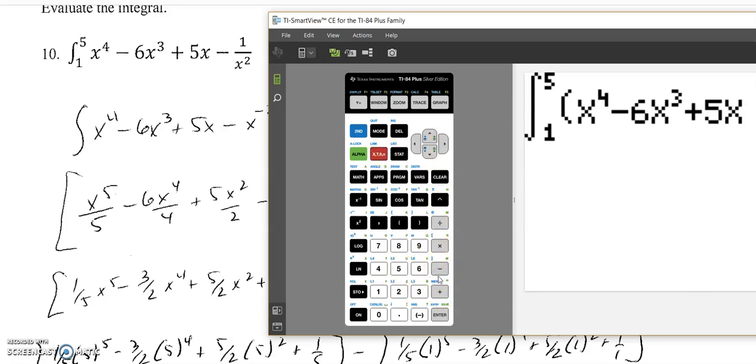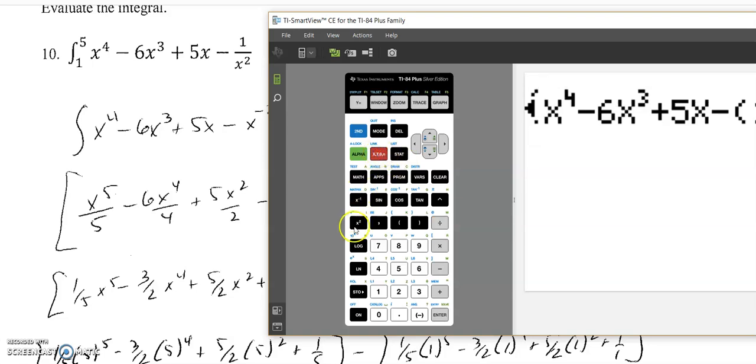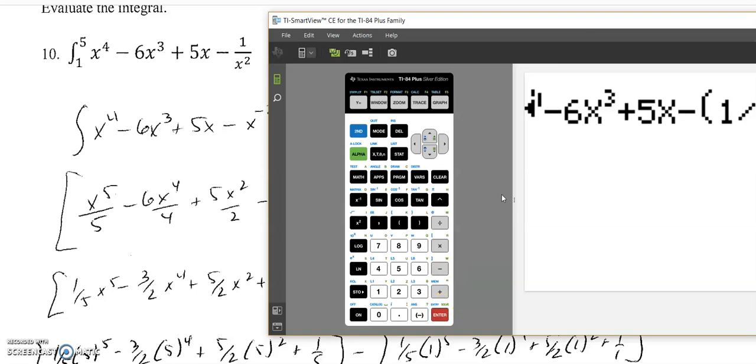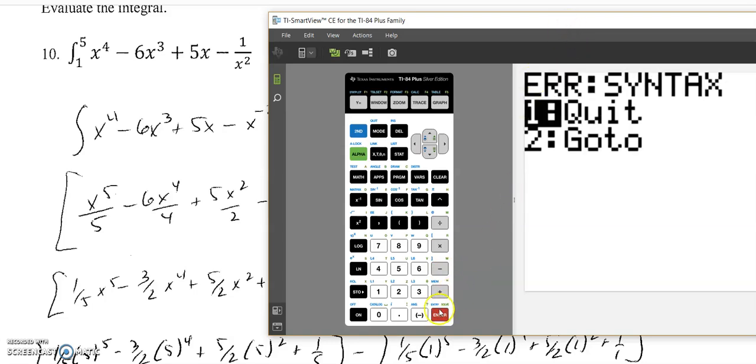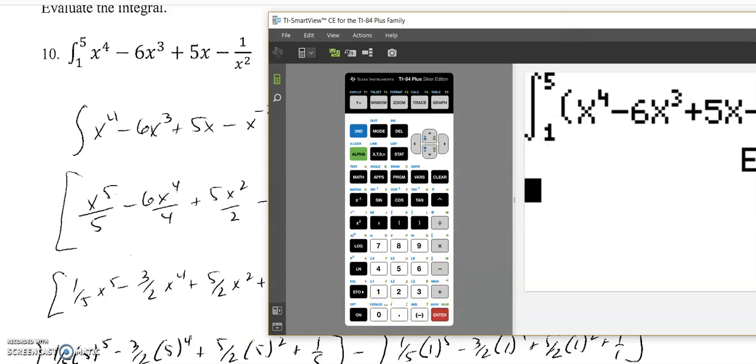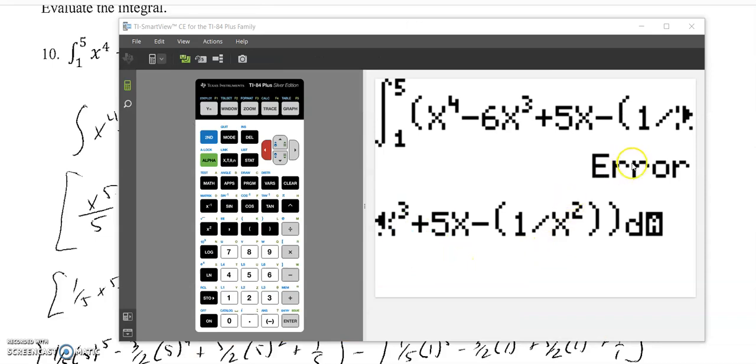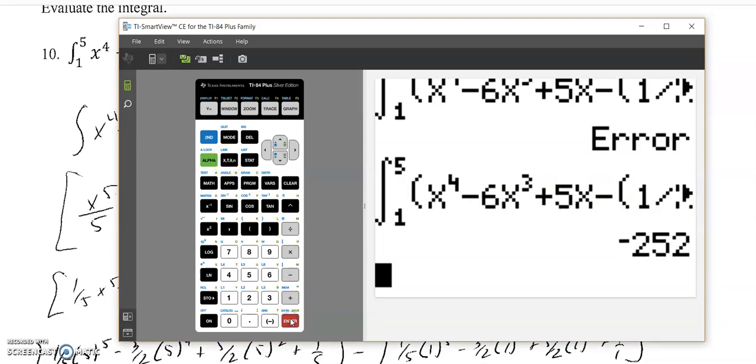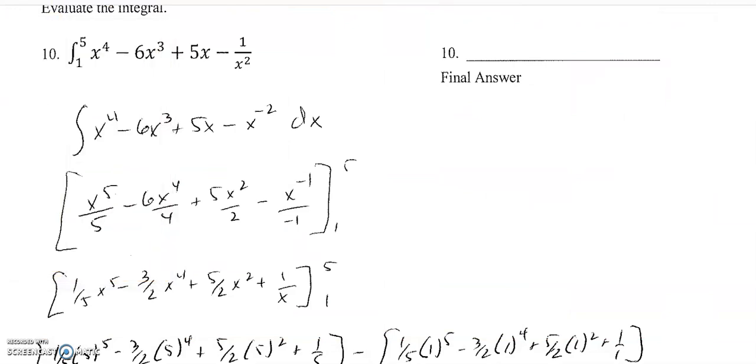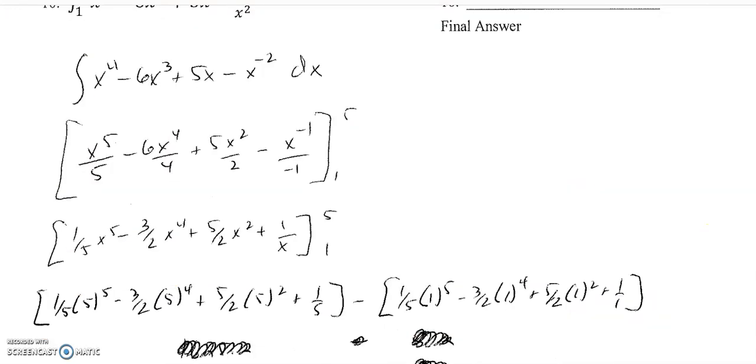minus, and since we have a fraction, I'll put in parentheses 1 divided by x squared, close the parenthesis. Before we press enter, we'll get an error if we push enter too soon. Before we push enter, make sure we have an x at the end. x. Push enter, and that will give us negative 252, which matches our answer by hand of negative 252.